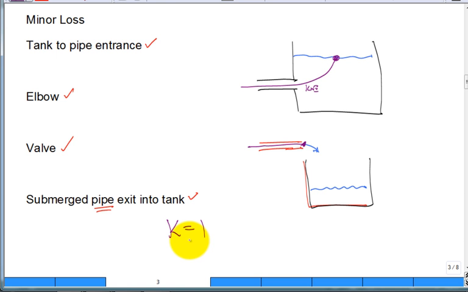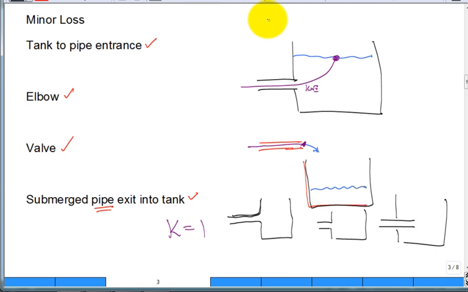Okay, so let me ask this. Would it matter if the submerged exit had a very smooth discharge into the tank, or a very sharp edge discharge into the tank, or protruding into the tank? And I have the fluid level, it's submerged, it's submerged, it's submerged. Do these have different loss coefficients? They do not.